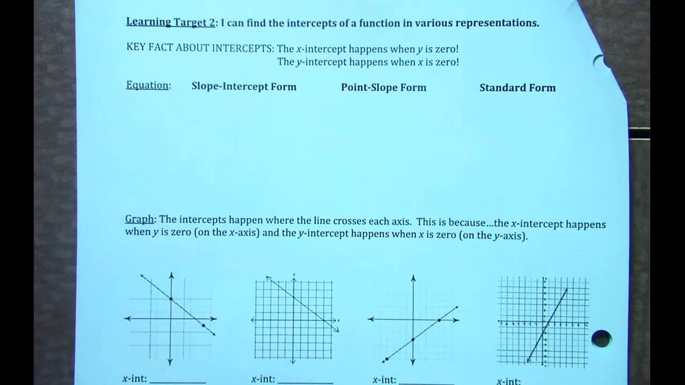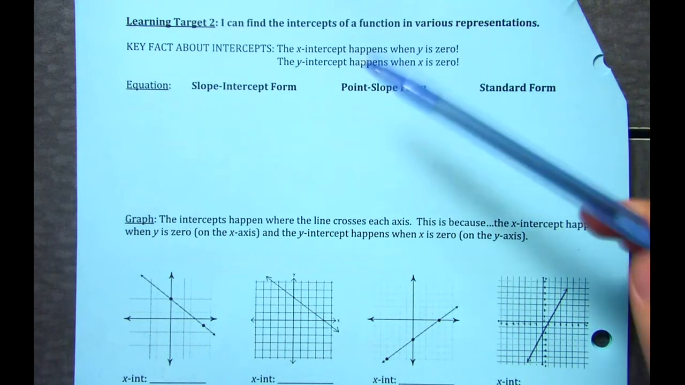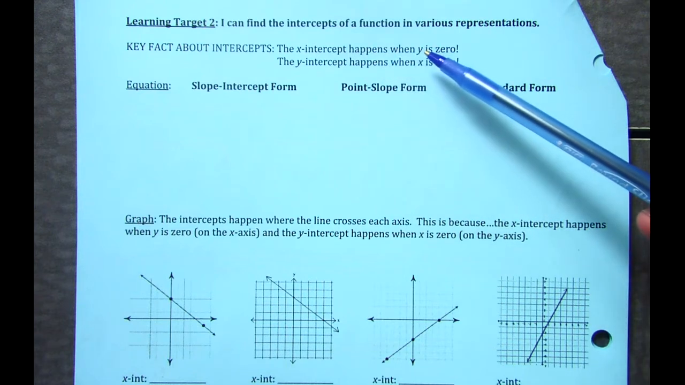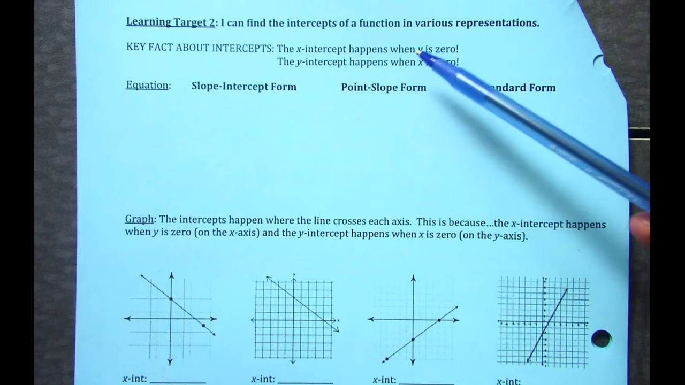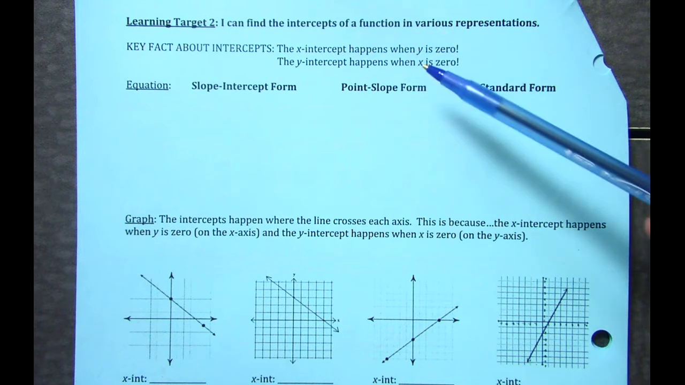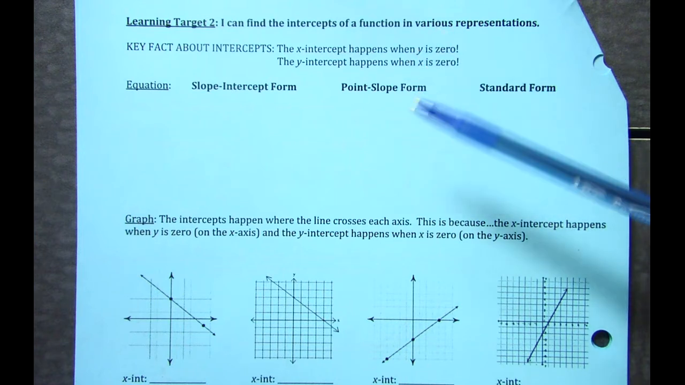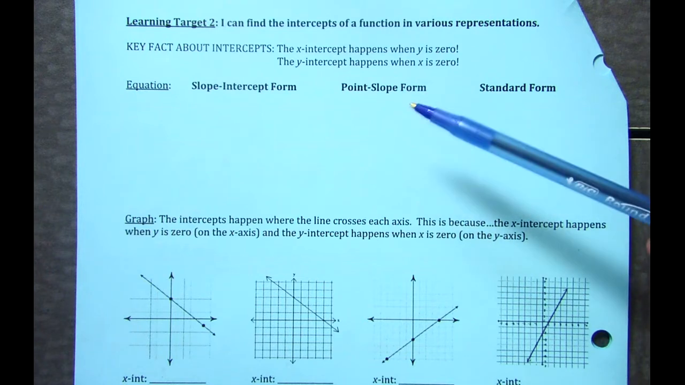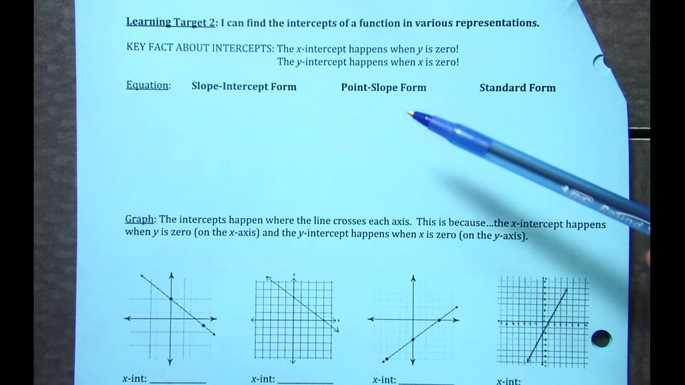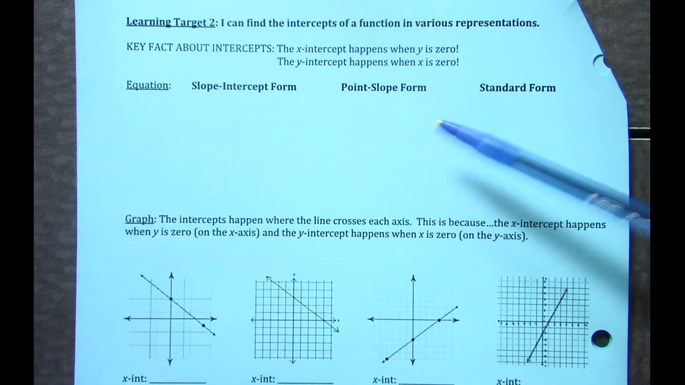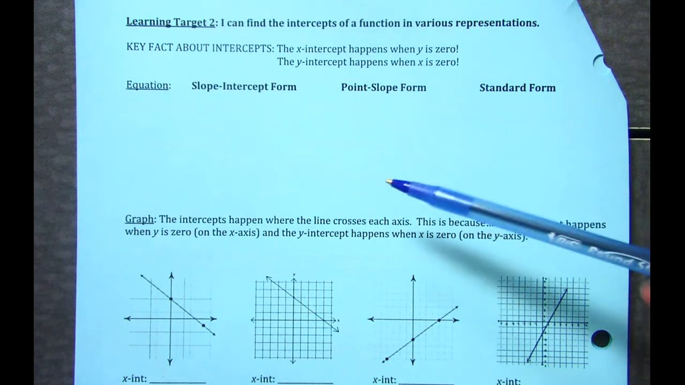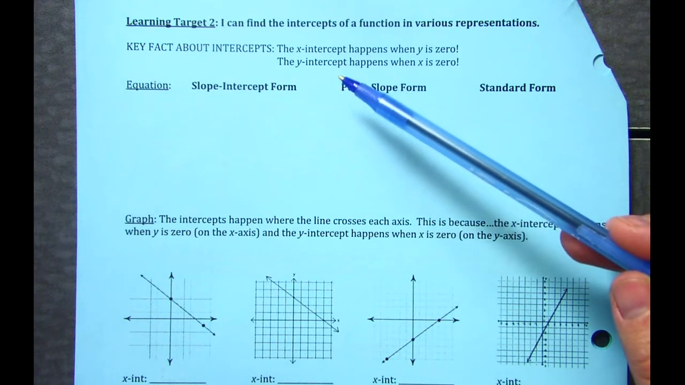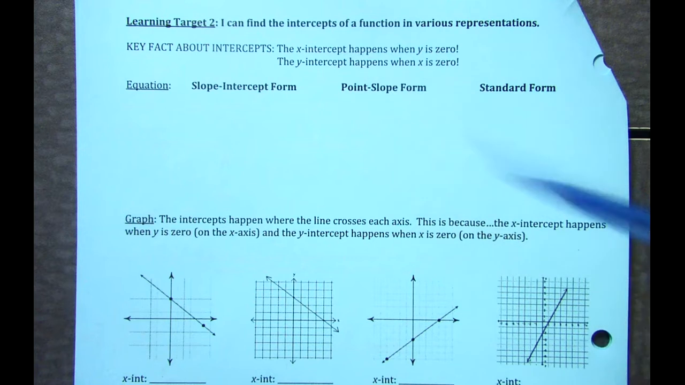Today we're going to talk about learning target 2, which says I can find the intercepts of a function in various representations. Learning target 1 was about finding the slope. 2 is about finding the intercepts. Now the intercepts of a function, in this case because it's a linear function, it's a line, are the places where the line crosses each of the axes. The x-intercept is where it crosses the x-axis, and the y-intercept is where it crosses the y-axis.